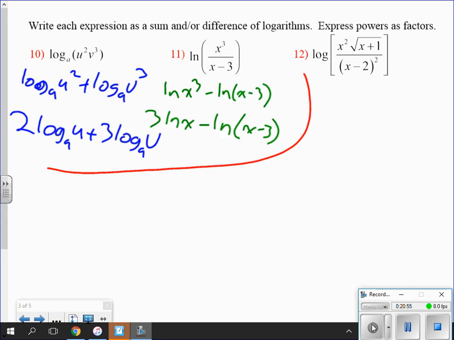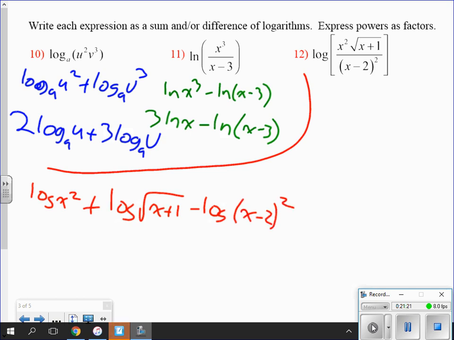So first thing I want to do is break it up into parts. Everything on top is a plus, everything on the bottom is a minus. So I have the log of x squared plus the log of the square root of x plus 1 minus the log of x minus 2 squared. First step, break it down like this.